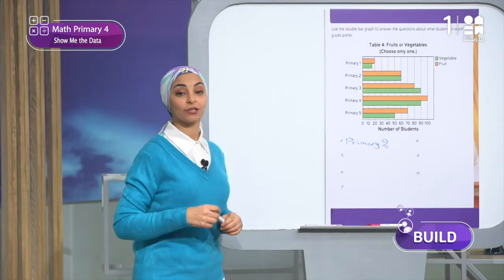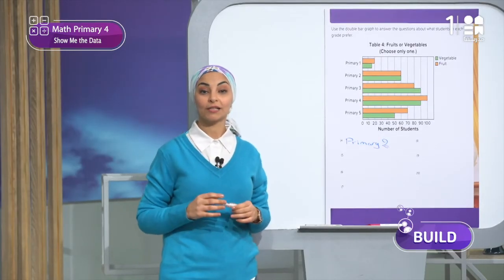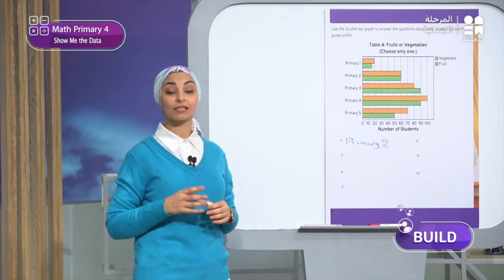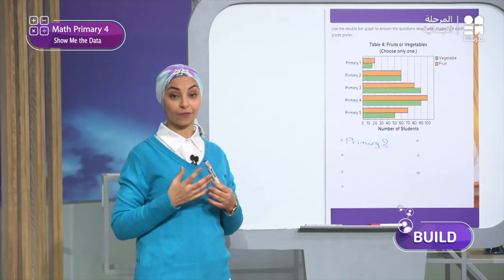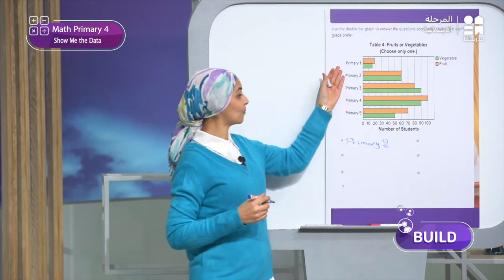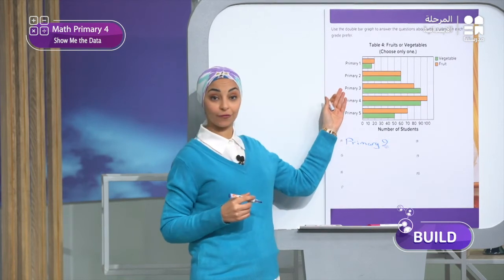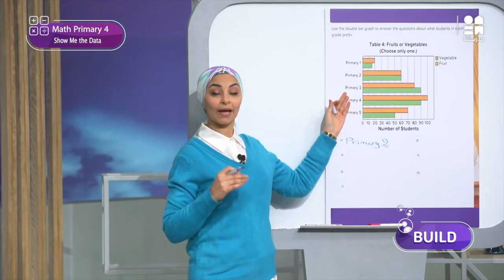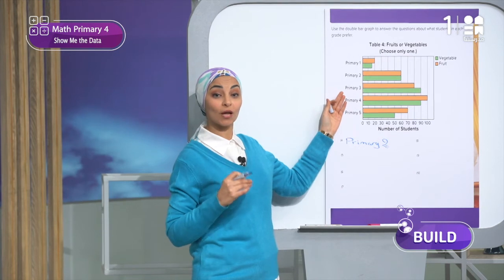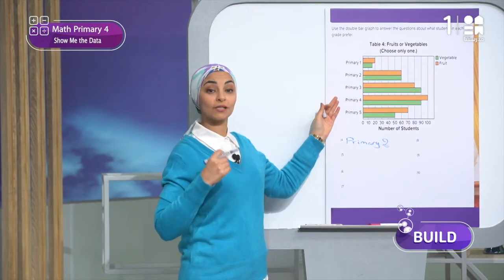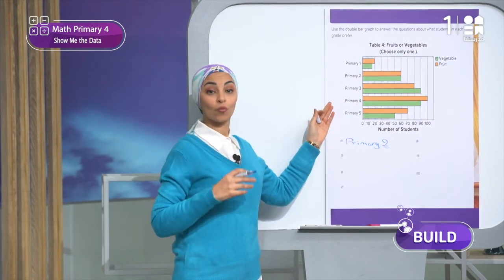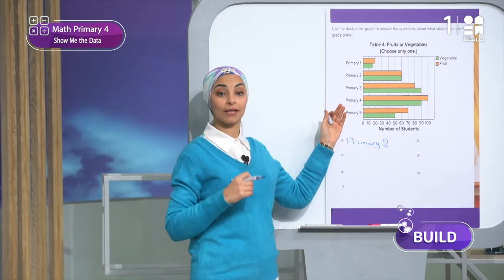Let's move to question number 5. Here we need to know which grade likes vegetables more than fruit. Of course, you can notice, all of you have noticed, that the fruit bars are colored in orange and the vegetable bars are colored in green.